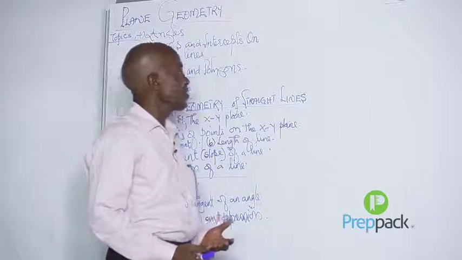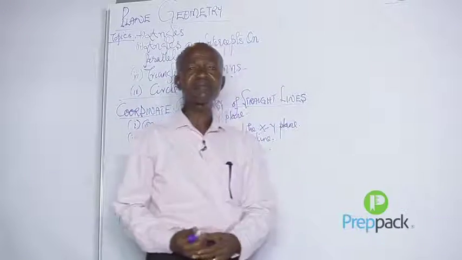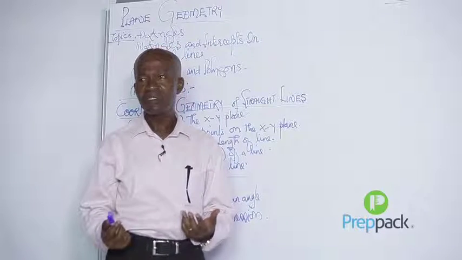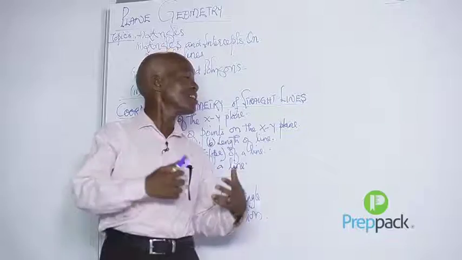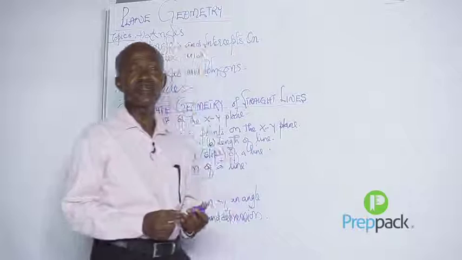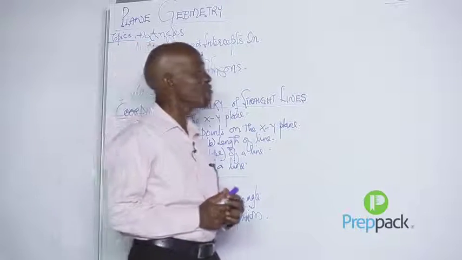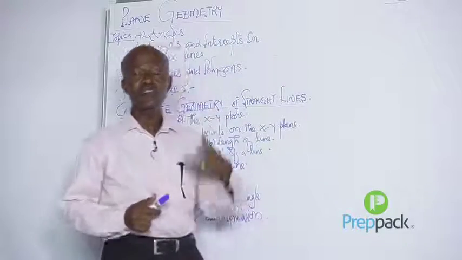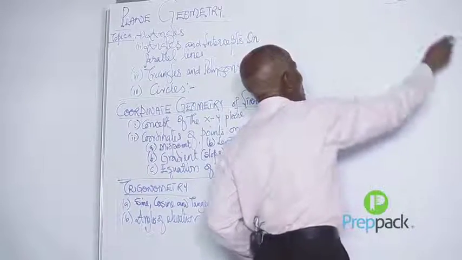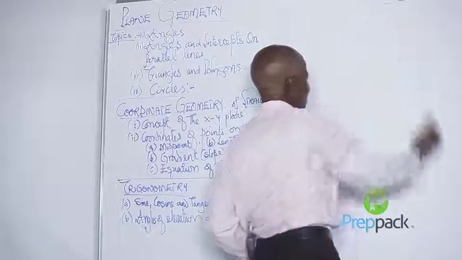with a fixed distance away from another fixed point, gives me what I refer to as a locus. And the distance between the fixed point and any path traced out is known as the radius. And any line drawn from any point on the path traced out through the center or through the fixed point is what we refer to as what? As a diameter. This is a circle.